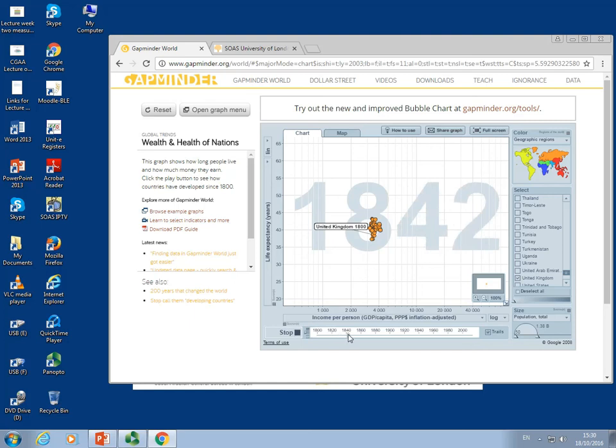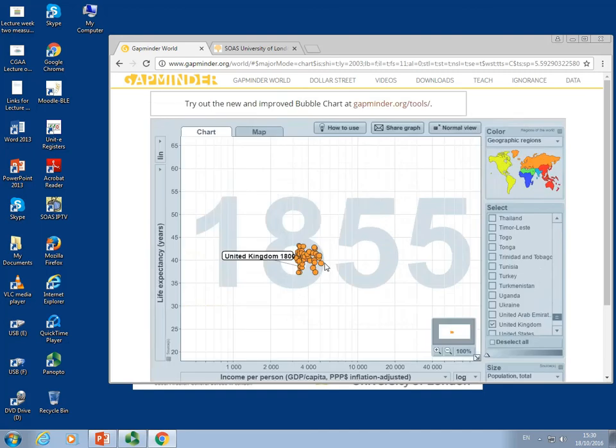Let's come to 1850, okay? 1854. 5,000 income, 3,000. Not a lot of change in 50 years' time. Not a lot of change. Yeah? The UK hasn't doubled its income yet, even after 50 years.